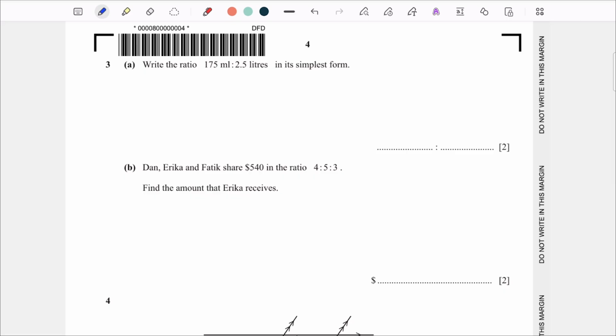Question number 3a, write the ratio 175 milliliter to 2.5 liters in its simplest form. Now the units are not conforming with each other, so we'll change liters into milliliters. 1 liter is equal to 1000 milliliters. So 2.5 liters will be equal to x. When we multiply 2.5 and 1000, we get 2500 milliliters.